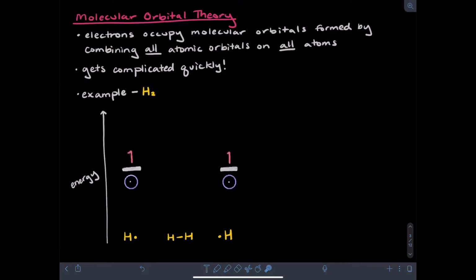So starting out, we're bringing together two hydrogens. These hydrogen atoms have the same energy starting out. They each have one electron in an s orbital. To form our hydrogen-hydrogen bond, we're going to think about combining these two orbitals together constructively, or adding them together.